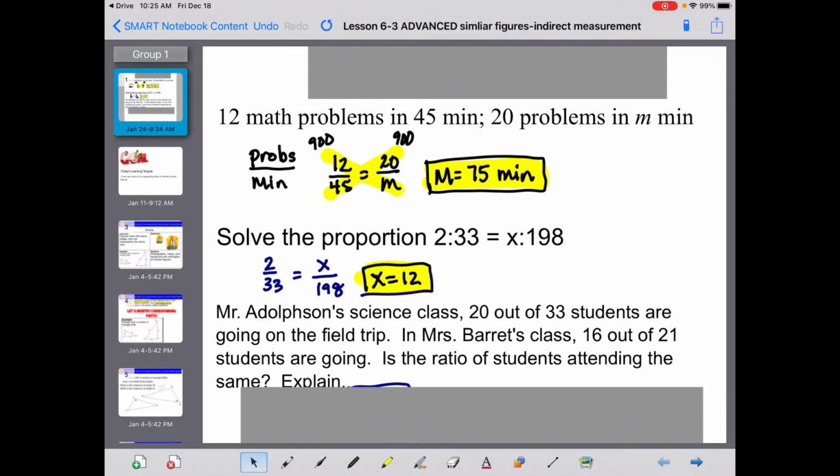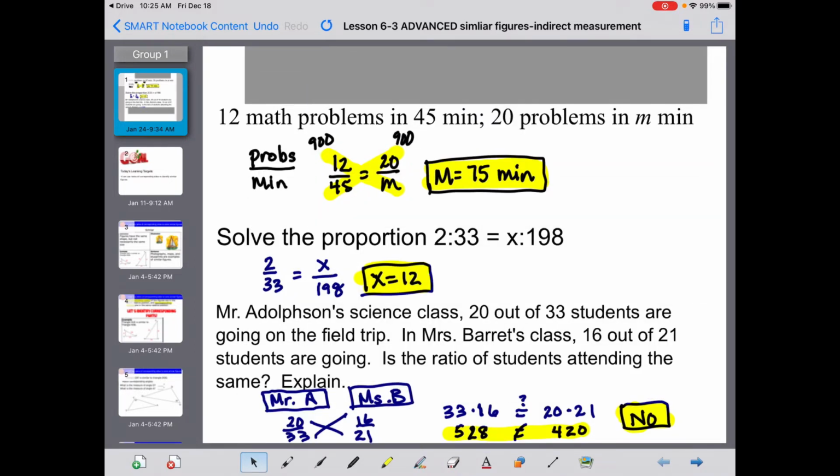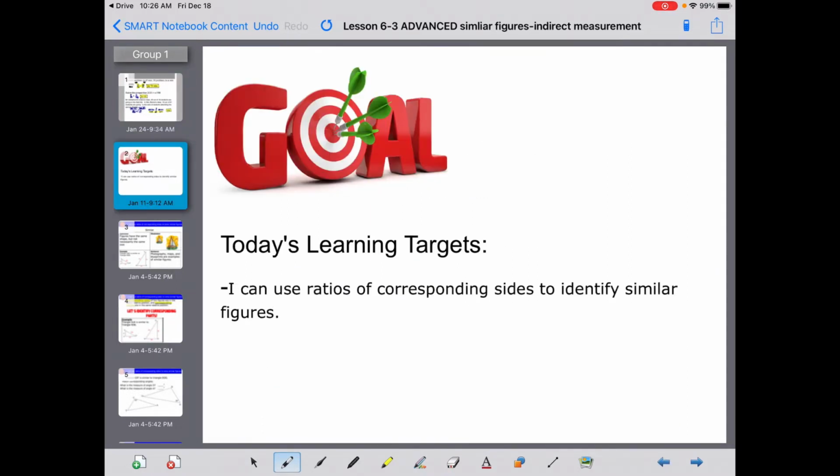In order to figure out if they are the same, we have learned a couple methods. We can either put the ratios in simplest form and compare, or you can see if their cross products are equivalent. So I started off by writing the ratios, 20 to 33 and 16 to 21. Then I multiplied cross products to see if the cross products gave me the same answer. 528 is one of the cross products, 420 is the other cross product, and I can see that those are not the same. And so the answer is no, and this right here is my explanation, or I could say cross products are not equal. Simplest form is not equal.